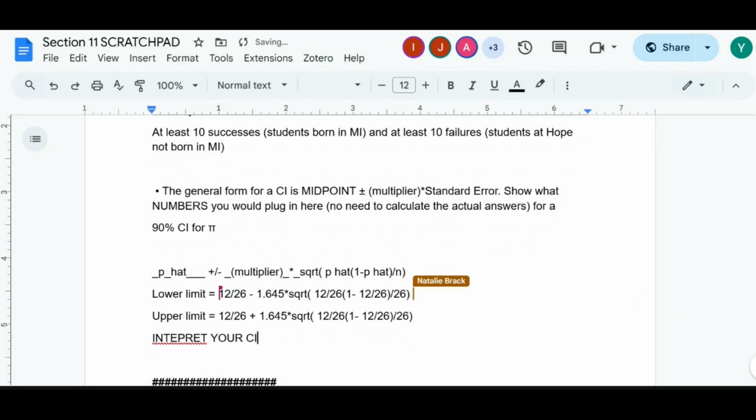I'm going to teach you how to interpret your CI in plain English. This is new. All right. Wait, did I not spell interpret correctly? I thought I did. Is it TER? Wow, okay.